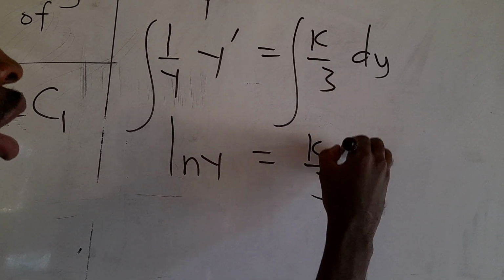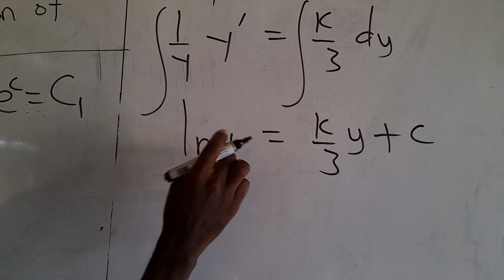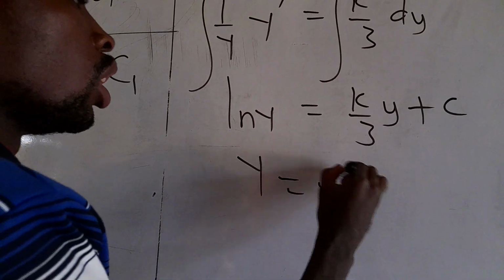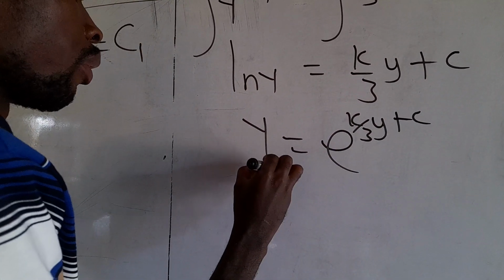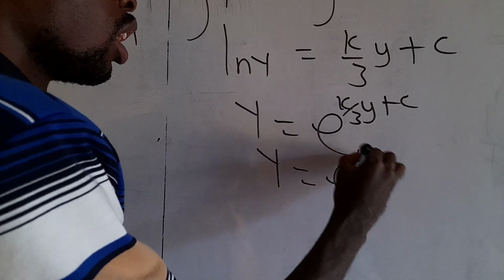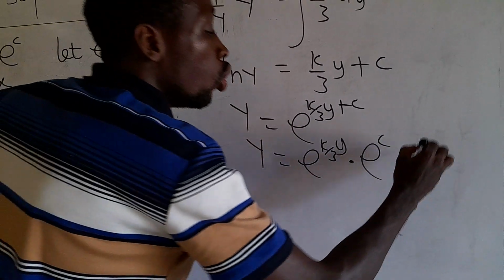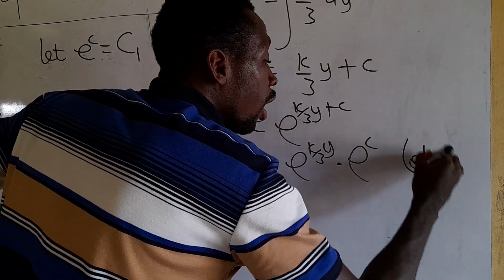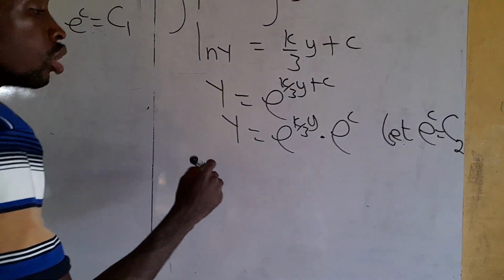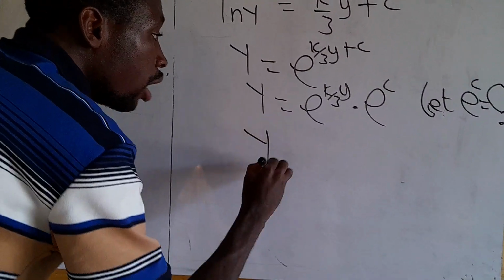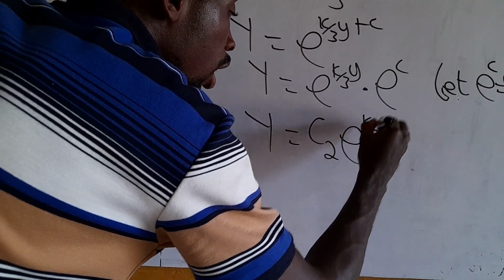The integral of this is just the attachment of the y. Then plus our constant of integration. So our y, remember again, will be equal to e exponent k over 3 y plus c, which we can rewrite as y equal to e exponent k over 3 y times e exponent c. So we'll let our e exponent c be equal to capital C2, since we have C1 already. So our y will be equal to C2 e exponent k over 3 y.